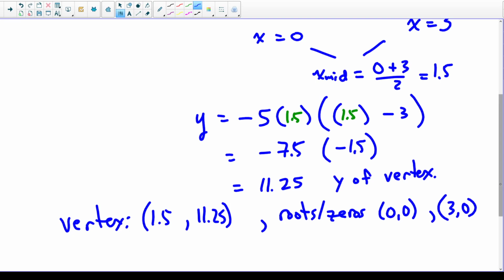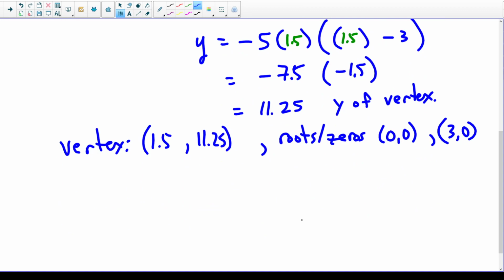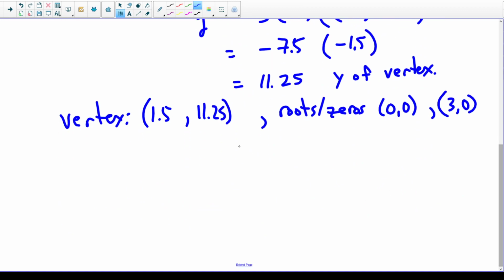Let's plot all of those points. Now I want you to notice that the vertex is positive this time, where it was a negative number on the previous one. So how is that going to affect the graph?